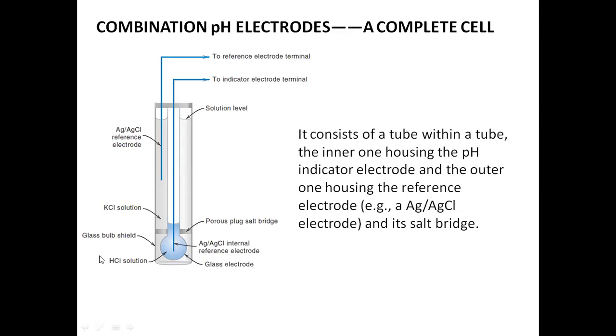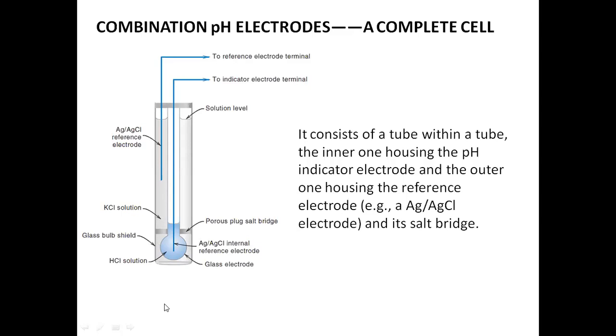Now see, if you look at the diagram, this is our bulb, the glass bulb which we already discussed. It contains an internal reference electrode. It contains an acidic solution, which is connected by some electrode terminal. Now this other tube contains an indicator electrode, this one. Then KCl solution, which is connected to the salt bridge, and this portion will remain blank. Our sample solution we put over here. This is the portion where we put our sample.